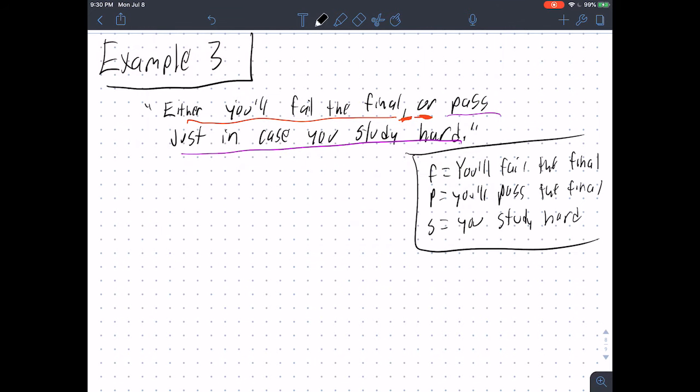So again, we know that the main operator's an "or," so we write our wedge there, right? So you'll fail the final, well, F is you'll fail the final, right? And then there's going to be a group on this side, so just put the dot in right now. So you'll pass just in case you'll study hard is the right side component of the alternation. So remember, just in case is another way of saying if and only if, which we represent with a biconditional. So P for you'll pass, just in case, S for you'll study hard. And this is how we would translate that one.